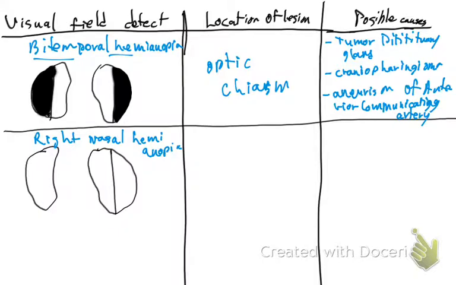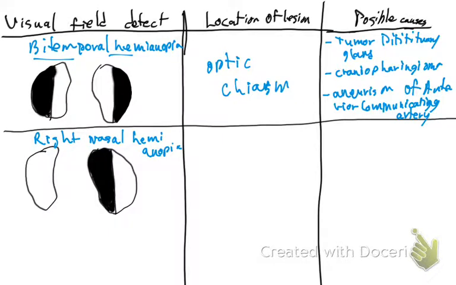So, and then how this looks like, this nasal is going to be just like here, okay? It's going to be blind on all this there. This is the right nasal hemianopia.